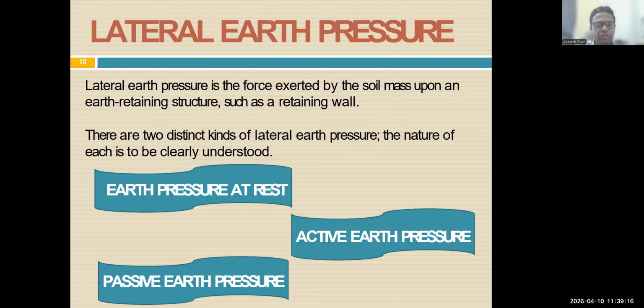Lateral earth pressure is the force exerted by the soil mass upon an earth retaining structure such as a retaining wall. It is nothing but the single force exerted between the retaining wall and the soil surface. There are two distinct kinds of earth pressure. The first one is the active earth pressure. The second one is the passive earth pressure. These two types of earth pressure we're going to see in detail.